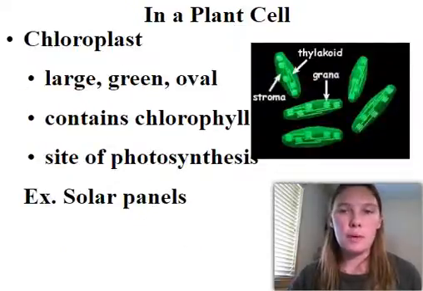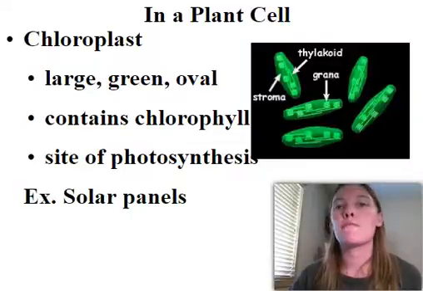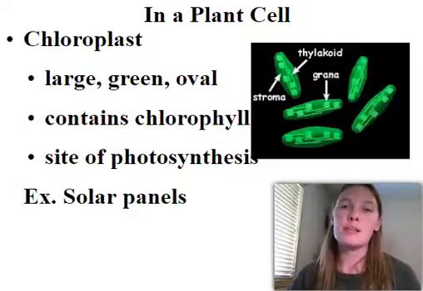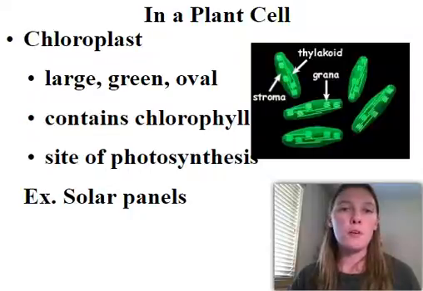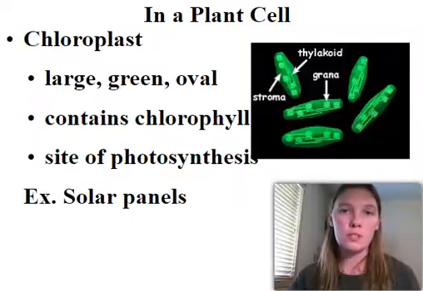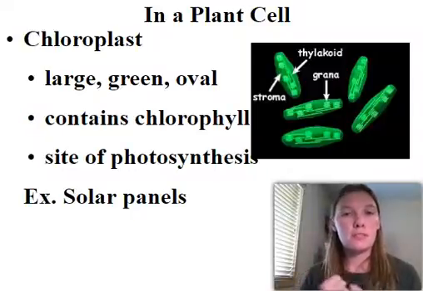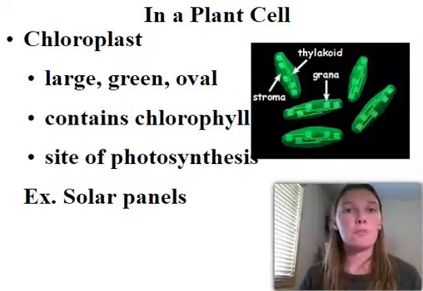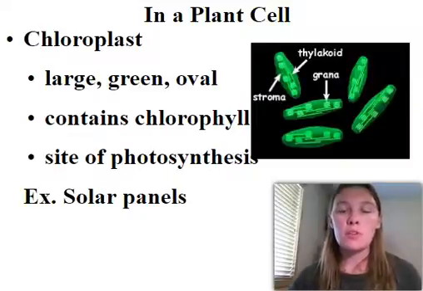Then also in plant cells we have chloroplasts. Chloroplasts are what make the plant green because they have this material in them called chlorophyll. And the chlorophyll allows the plant to make food for itself through a process called photosynthesis, which we'll talk about later when we talk about plants. So basically they're taking in light and making food for themselves, so they don't have to go and eat other living things. They can make food for themselves. So I compare this to a solar panel.